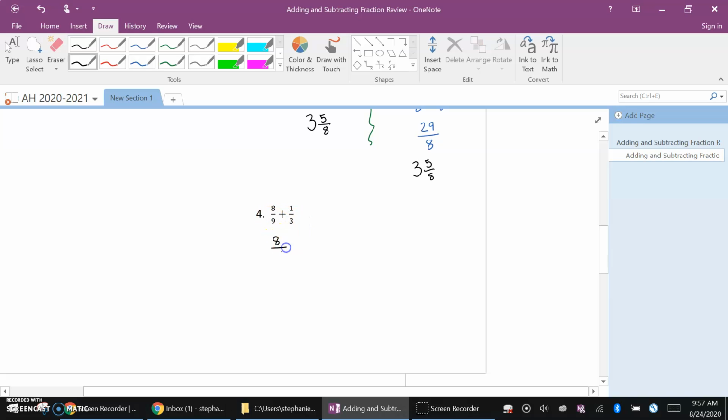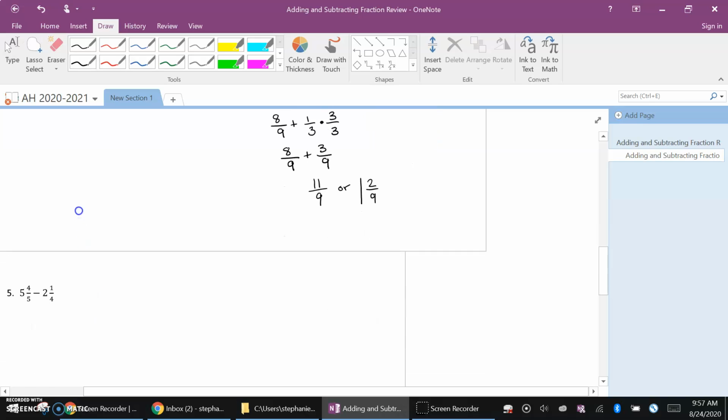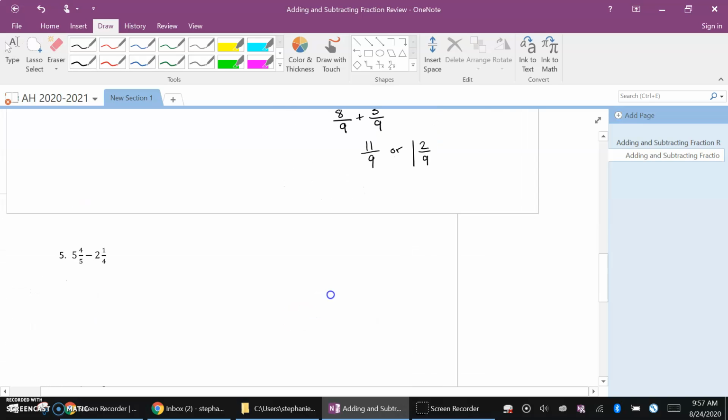So we know that 3 goes into 9 3 times, so we are going to multiply the top and bottom by 3. So we have 8 ninths plus 3 ninths, and we know that 8 plus 3 is 11, and that is completely done. If you would like to turn this into a mixed number, you can, and you will have 1 and 2 ninths. Let's look at a couple of subtracting problems, and then we'll be done.